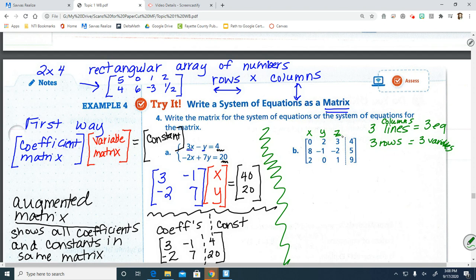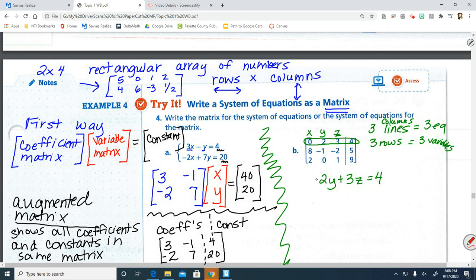Okay, so my first equation would be 0x plus 2y plus 3z equals, and then I pull a 4 from right here. So this right here is my first equation. Now, you don't have to write that 0 there, and in fact, you're probably not going to see it written. So it won't appear. But you do have to know if there's no x, but the other equations have an x, you need to insert a 0 into your matrix.